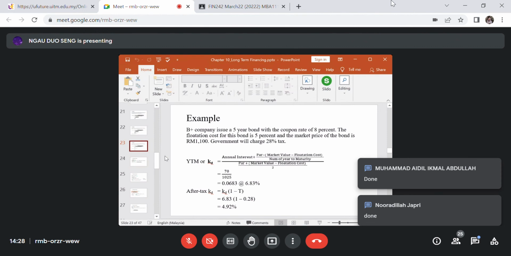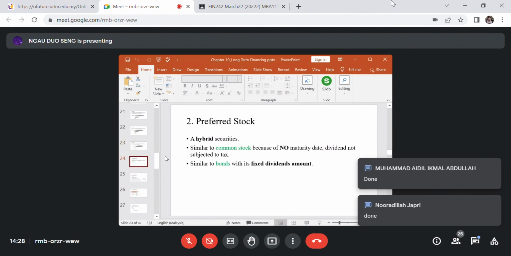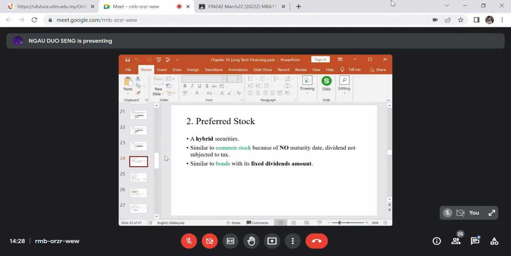We have preferred stock. So preferred stock are a hybrid securities. Here you can see it is a hybrid. So kita ada kereta hybrid. Hybrid meaning that we are using petrol dengan electric. So preferred stock dia ada ciri-ciri bond dengan ciri-ciri saham, right? Stock. So similar to common stock because of no maturity date, right? Dividend not subjected to tax.